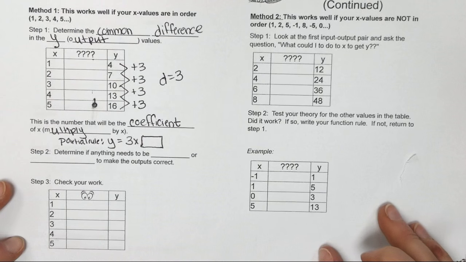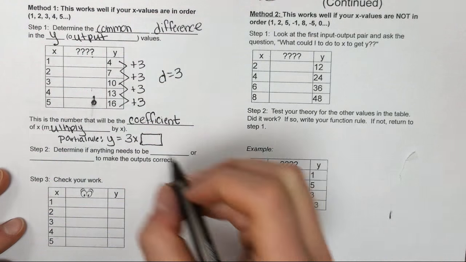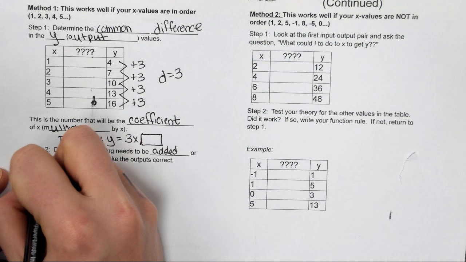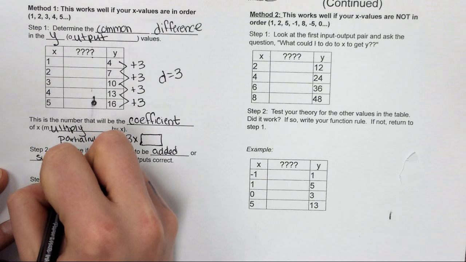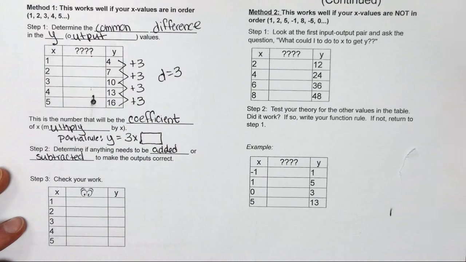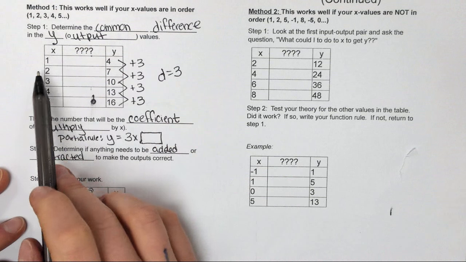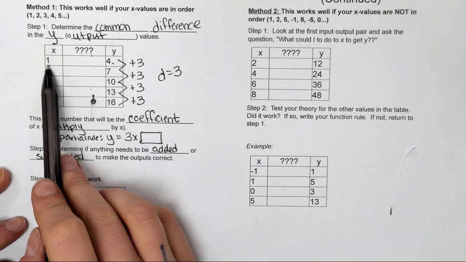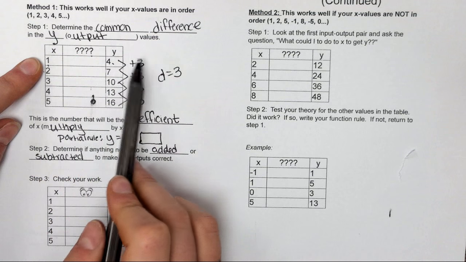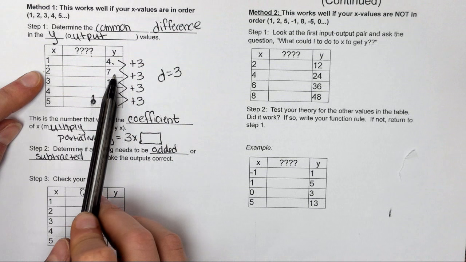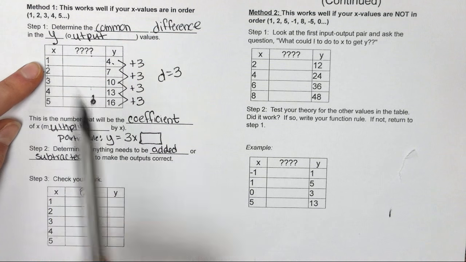All right, step 2, determine if anything needs to be added or subtracted to make the outputs correct. So, for example, if I need to go from 1 to 4, and I'm looking at how do I get from 1 to 4, well, I added 3 here. 2 plus 3 doesn't give me 7. I would multiply by 3 here.